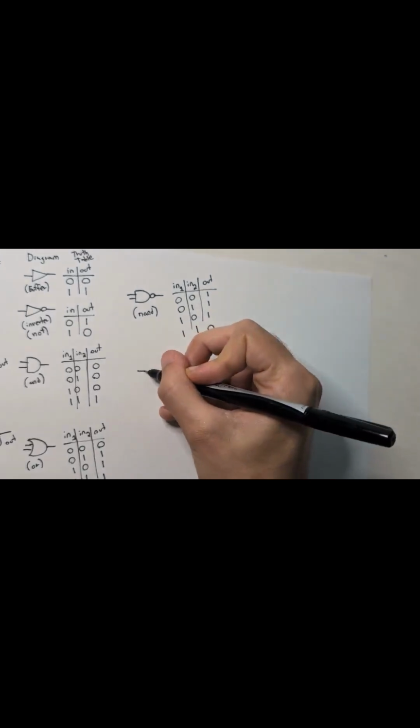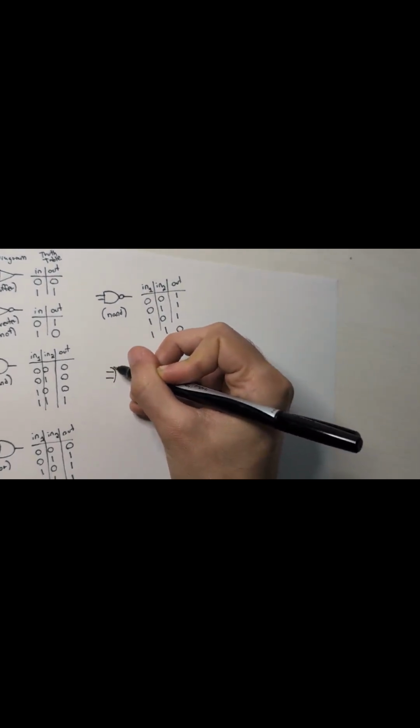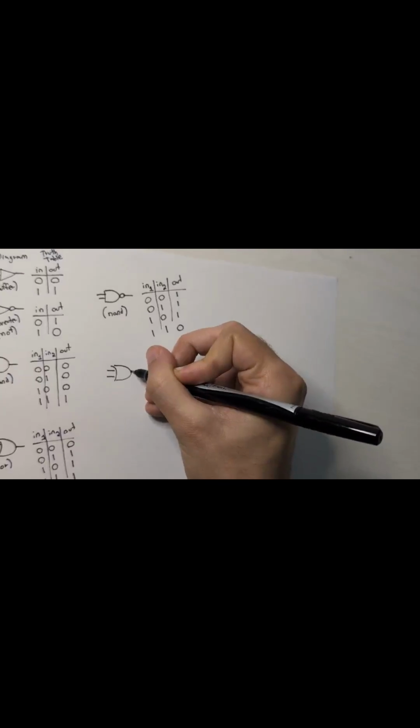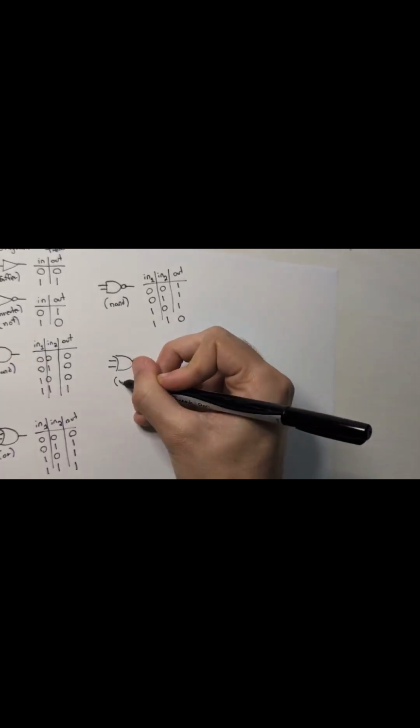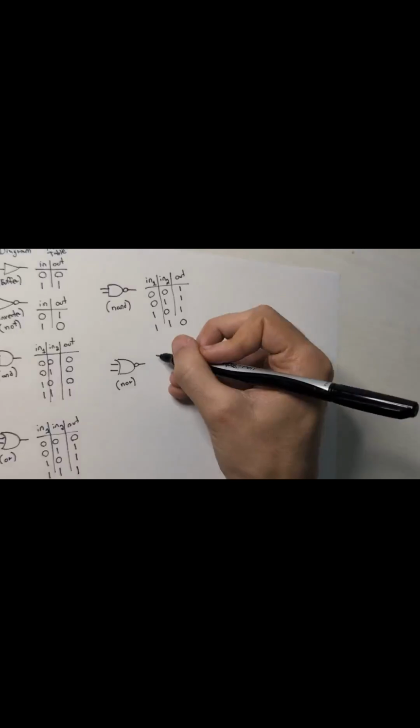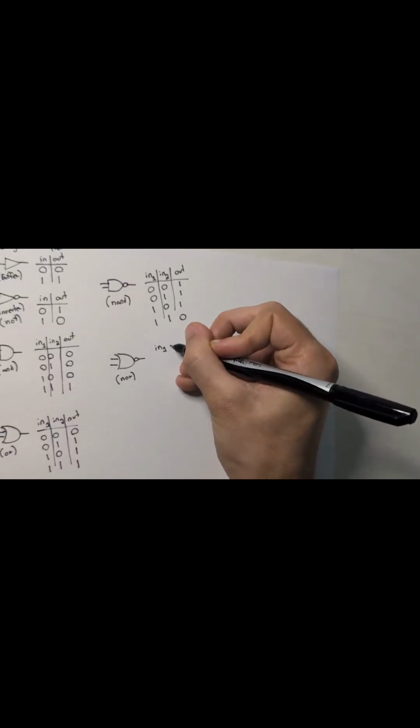So we also have a NOR gate. You can guess how this behaves and what this symbol looks like. This is our OR symbol with a little inverter there. So this is our NOR gate. And then we'll make the truth table for our NOR gate as well.